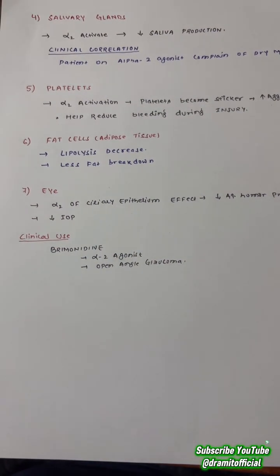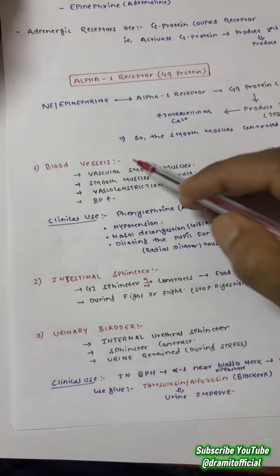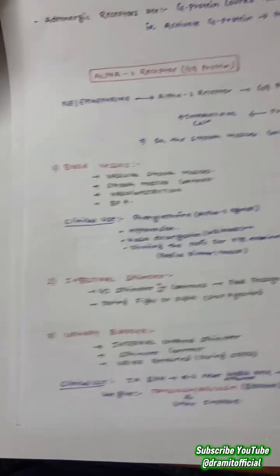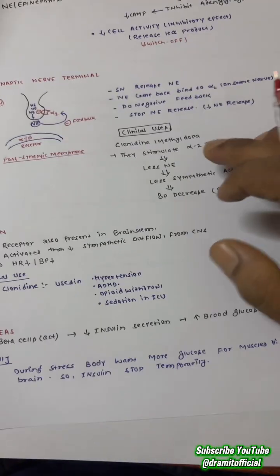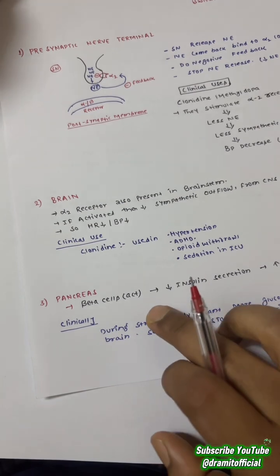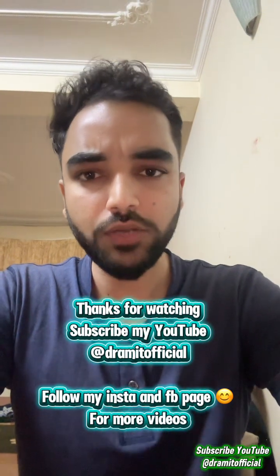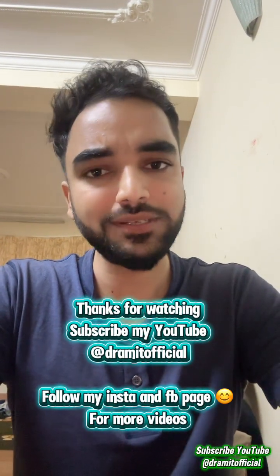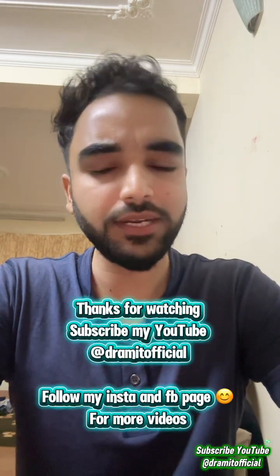So this is all about alpha 1 and alpha 2 receptors: how alpha 1 receptors act on blood vessels, intestinal sphincter, and urinary bladder. In the same way, we saw how alpha 2 receptors, these stop or brake receptors, act on the presynaptic nerve terminal, how they help to decrease hypertension in pregnancy, and how they work in the brain, pancreas, salivary gland, platelets, fat cells, and eye. This is all about alpha 1 and alpha 2 receptors and how these receptors are distributed in different parts of our body. In the next video we'll talk about beta 1, beta 2, and beta 3 receptors.